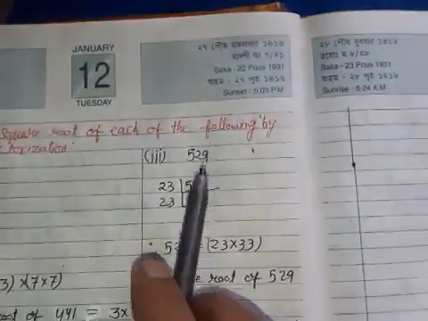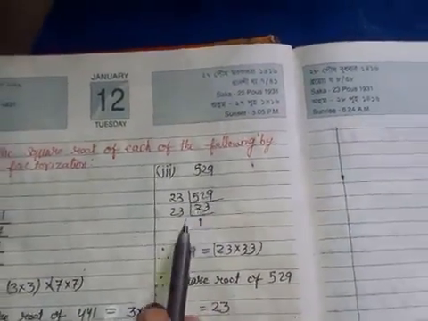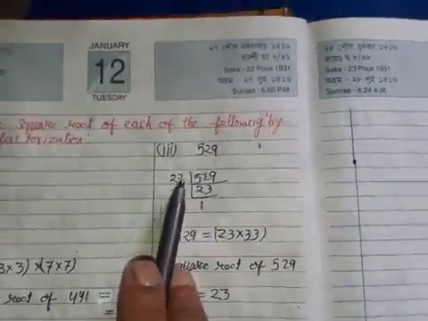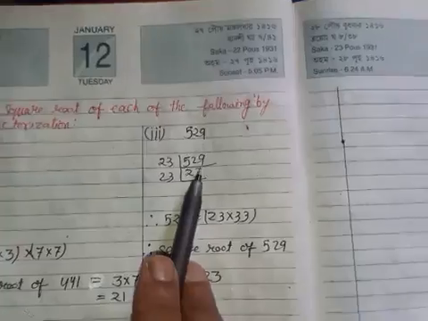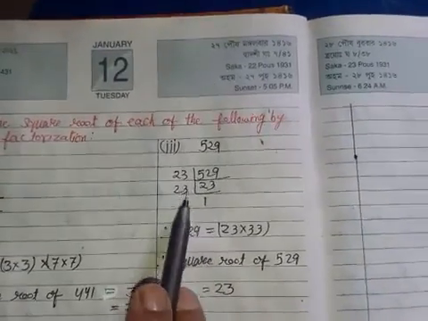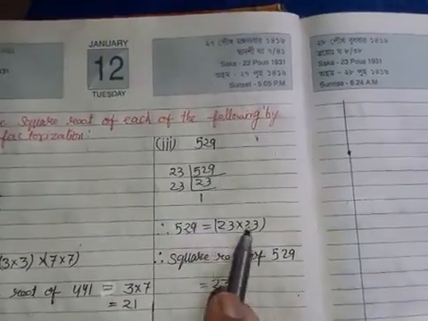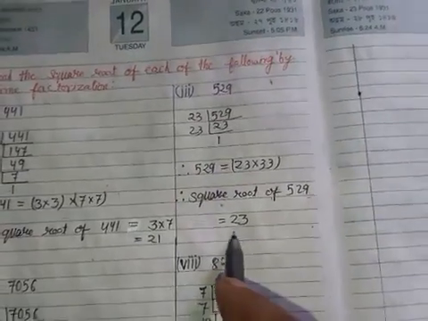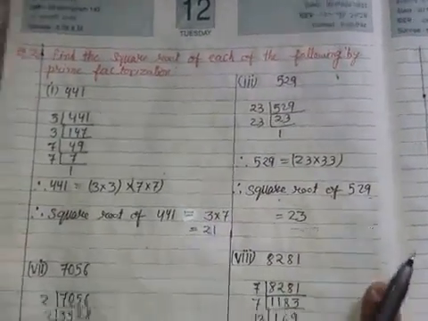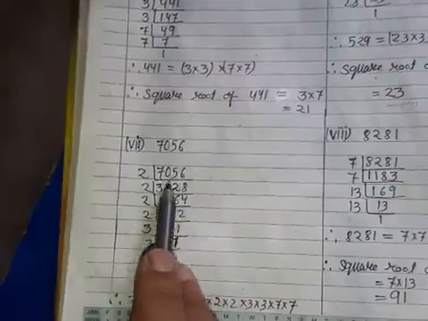Similarly, the square root of 529: 529 is divisible only by 23, because 23 is a prime number. So we take a pair of 23. So the square root of 529 is 23. Now question number 7.